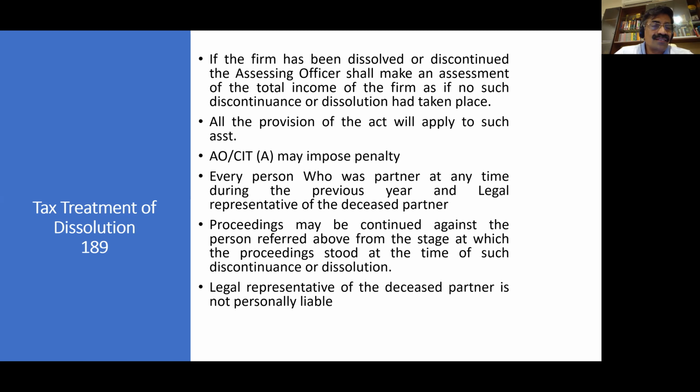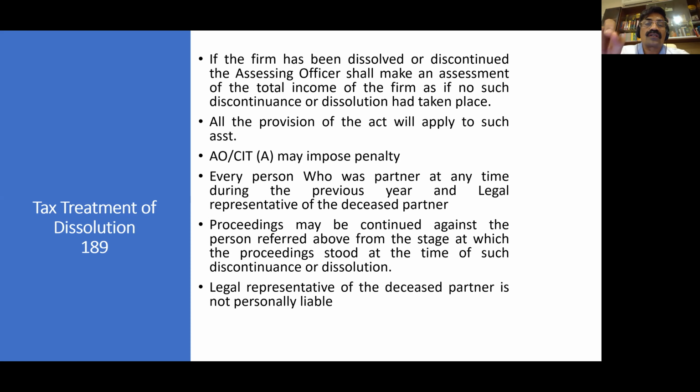So 189 simply says that up to the date of dissolution of the firm, assessment can be continued in the hands of the firm. All proceedings can be continued. Penalty can be imposed. All persons who are partners and the legal representatives of the partner are jointly and personally liable. And the legal representative's liability is restricted to the estate of the deceased. From an exam point of view, from whom can the firm's assessment tax be recovered? That is in point number 4, the bullet point: every person who was a partner and the legal representative, recover jointly and severally from them.